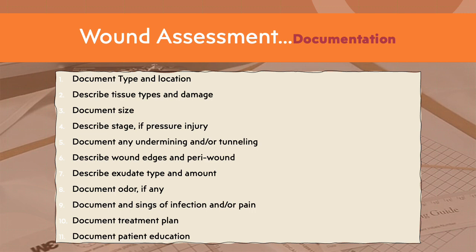It is very important to appropriately document the assessment of the wound. Documentation should include anatomical location, type of wound, tissue types and damage, measurements, staging if a pressure injury, any undermining or tunneling, describing wound edges and peri-wound, exudate type and amount, odor, if any signs of infection or pain, documenting the treatment plan, and documenting patient education.